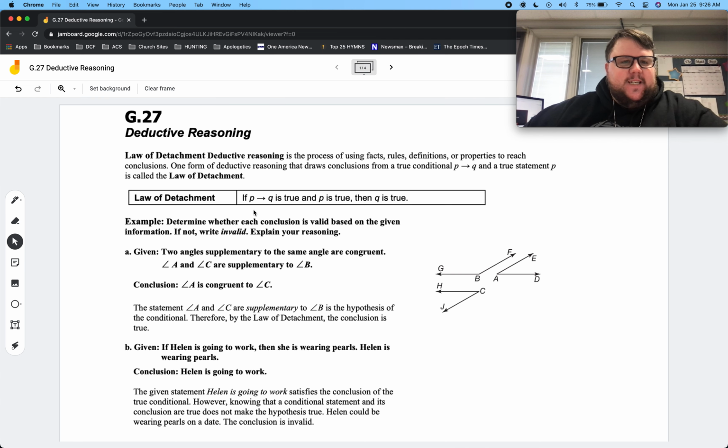Good morning, geometry. Today we're talking about deductive reasoning, and specifically we're going to be talking about what we call the law of detachment. Deductive reasoning is the process of using facts, rules, definitions, or properties to reach conclusions.